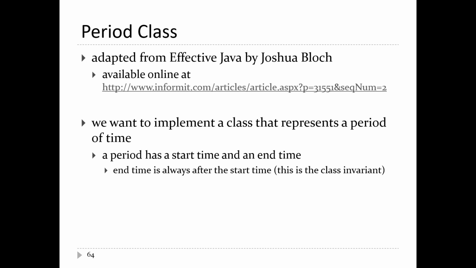So an example of a class that has an invariant and uses reference fields is this class called Period. This is adapted from an example out of the book Effective Java by Joshua Bloch. The article, as far as I know, is online. The Period class represents a period of time, for example something that you might use in a scheduling program. Every period has a start time and an end time. And furthermore, the end time is always after the start time. That becomes your class invariant.